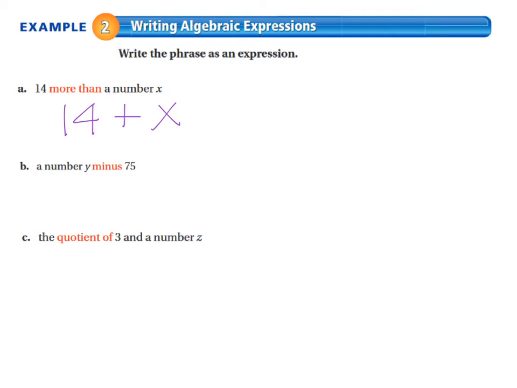Part B, a number y minus 75. In this case, the y comes first and then minus 75. Part C, the quotient of 3 and a number z. Quotient of means to divide, so 3 divided by z. Or remember, fractions are also division problems, so we could also write it this way.